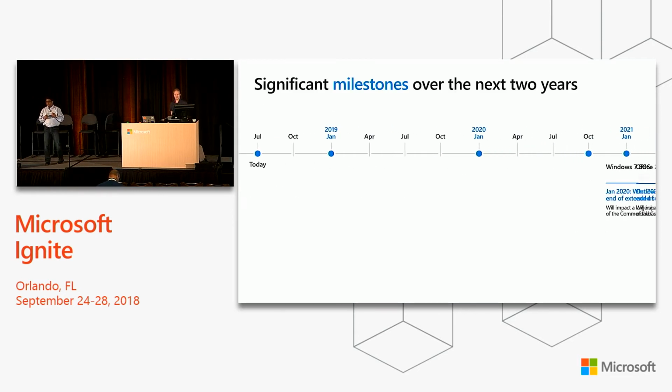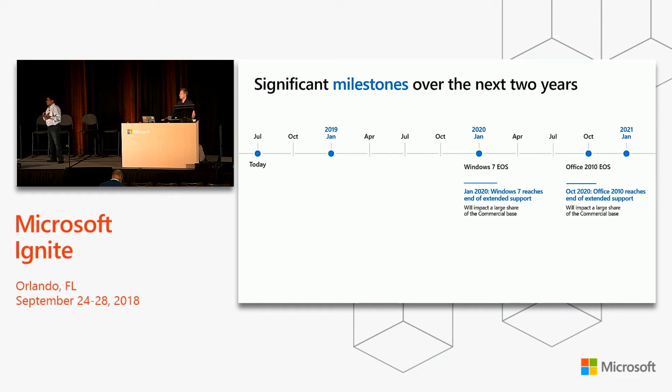So why are we talking about this today? Because in the next 18 to 20 months, significant changes or milestones are coming in. Office 2010 goes out of support. If you're running Office 2010, that goes out of support. So Microsoft has a 5+5 policy, right? Five years of mainstream support and 5 years of extended support.